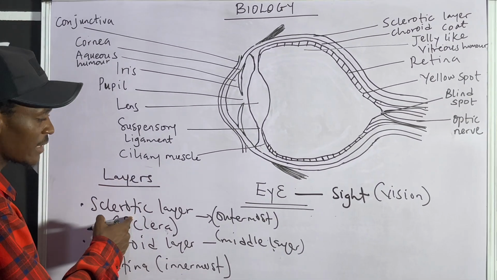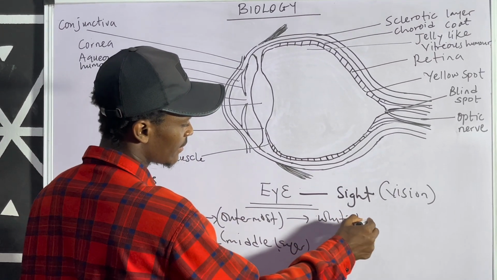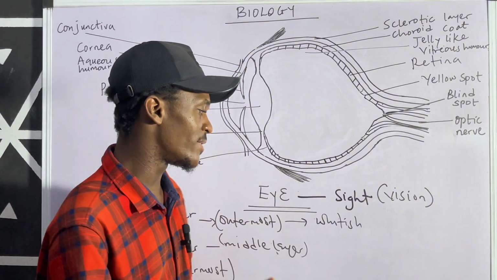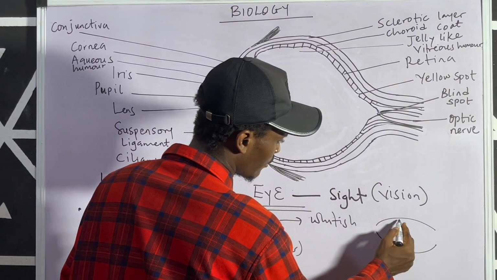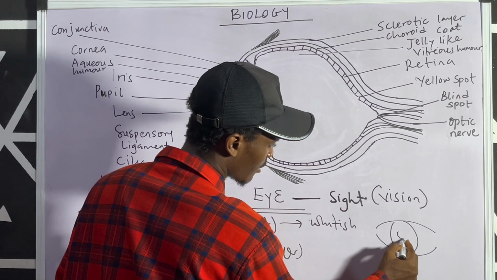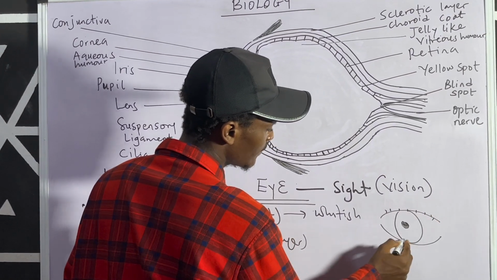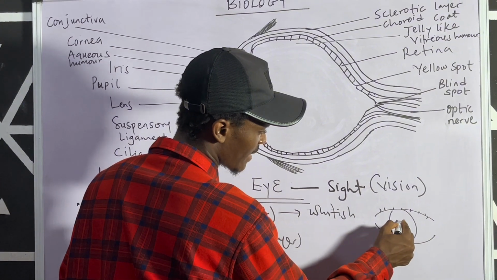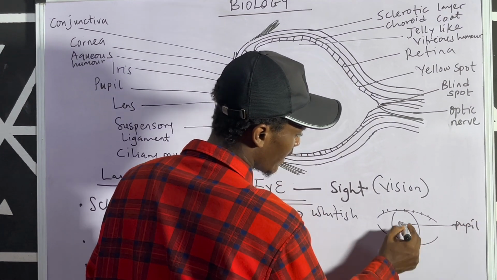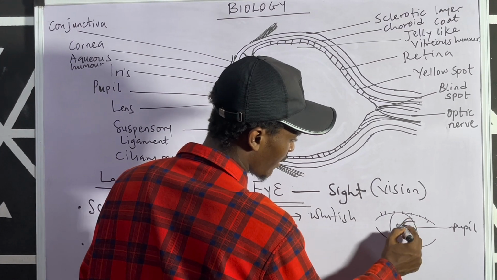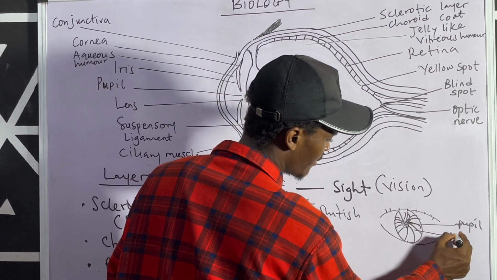For the sclerotic layer, it is actually the whitish part of the eyes. That part of the eyes that is kind of whitish. If you look at, let's say, the eyeballs, this part, this dark part that is so small, is called the pupil. All right. Then this other dark part that you have surrounding that little part, this is the iris.